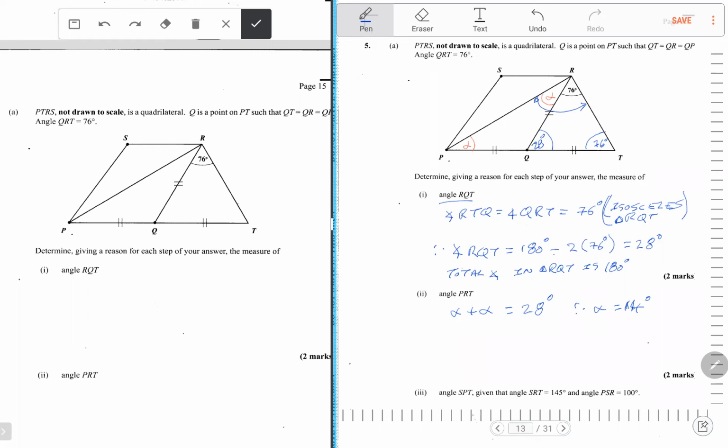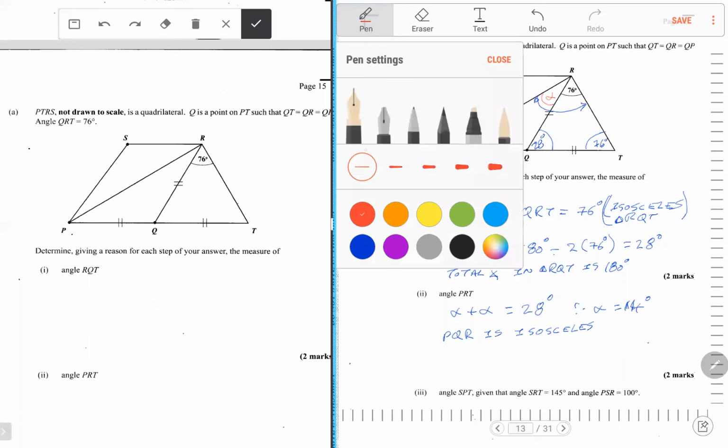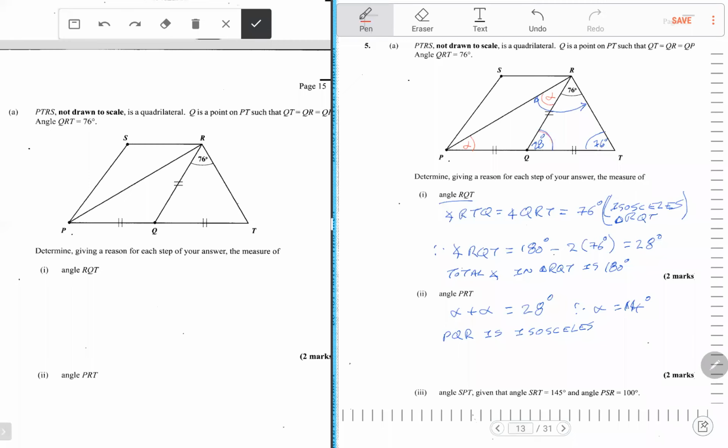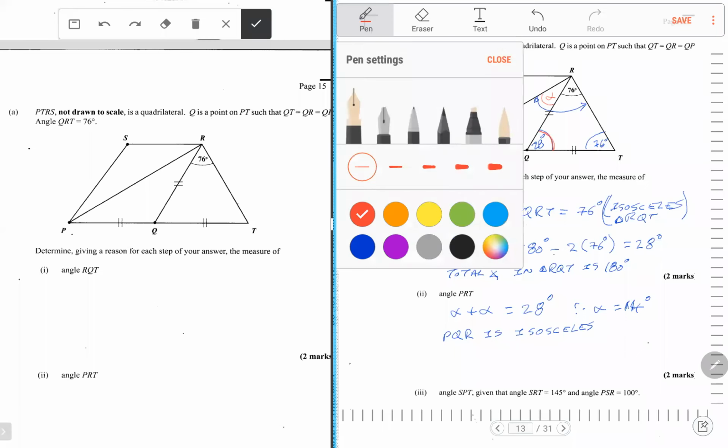All right, what are the reasons? First reason is that PQR is isosceles. That's why those two angles were equal. Isosceles. And the reason why they add up to 28 is that the exterior angle equals the sum of the two opposite interior angles. This exterior angle out here, which is 28, is equal to the sum of the two opposite interior angles. All right, that's a good rule to know.